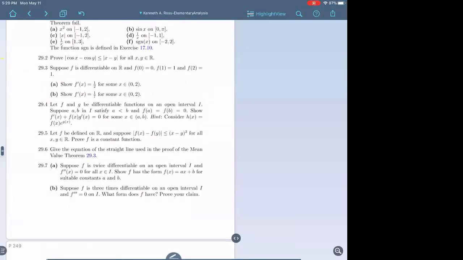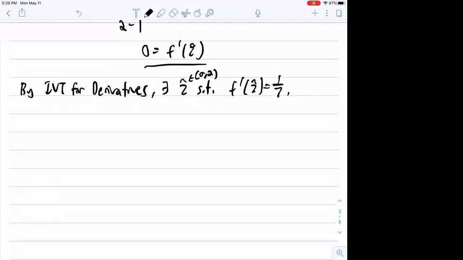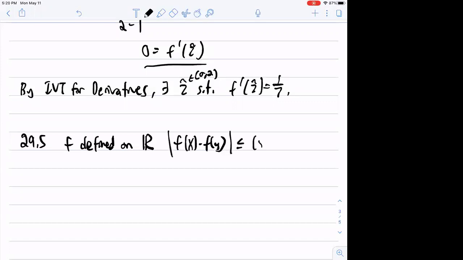Let's get more used to the mean value theorem. So let's do 29.5. So f defined on R and |f(x) - f(y)| is less than or equal to (x - y)^2 for all x, y in R. Prove f is constant. So let me just write the question. f defined on R, and I have |f(x) - f(y)| less than or equal to (x - y)^2 for all x, y in R. And I want to show f is constant.